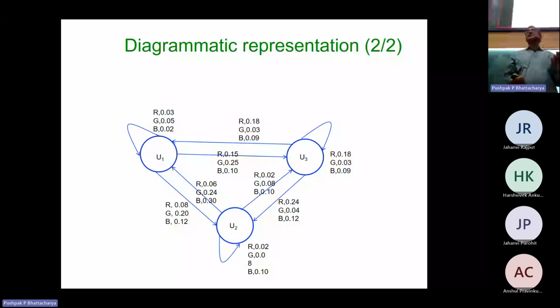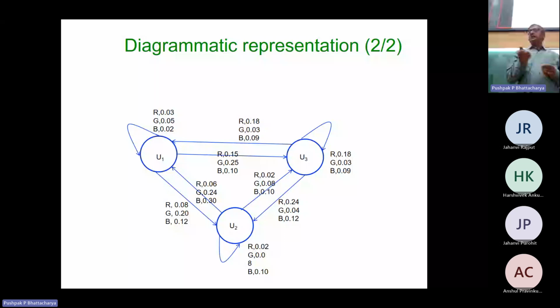Any question at this point? How transition probabilities and observation probabilities are taken, and how they are used to create the diagram that is shown here. Any question? Okay.